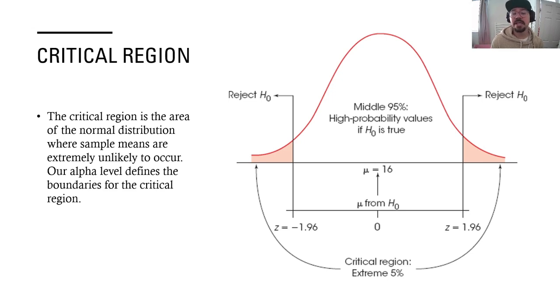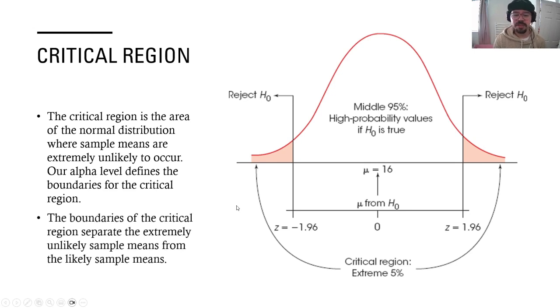In the previous slide, I showed you that example, but this illustration here does the same thing. So we have 1.96 serving as our boundaries for the critical region. And the critical region then becomes the extreme 5%. Notice that it says extreme 5%. It's also pointing to both sides of our normal distribution. And remember, it's 2.5% in the left tail and 2.5% in the right tail. The boundaries of the critical region separate the extremely unlikely sample means from the likely sample means.